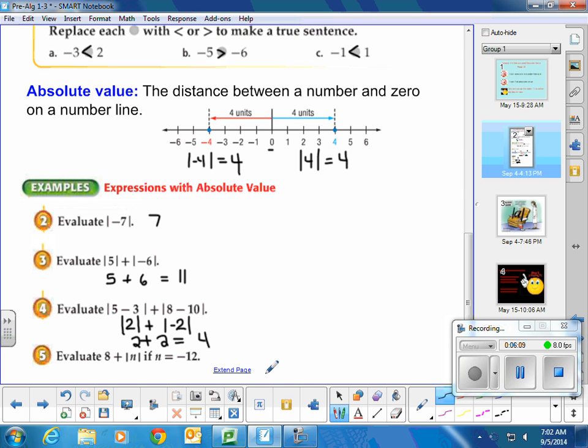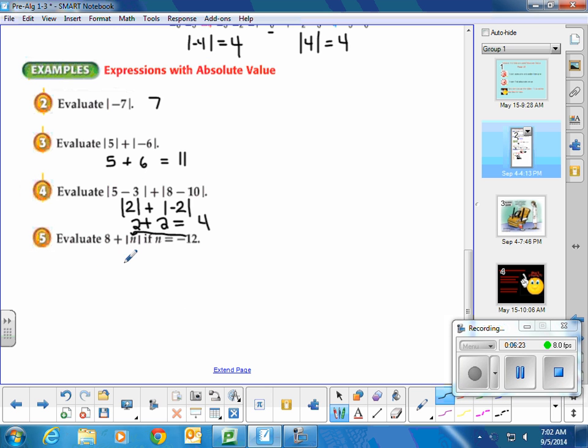Now our very last example is 8 plus the absolute value of n if n equals -12. That just means we're going to take this -12 and we're going to put it right there for the n. So the problem is going to be 8 plus the absolute value of -12. Absolute value of -12 is 12. 8 plus 12 is 20.